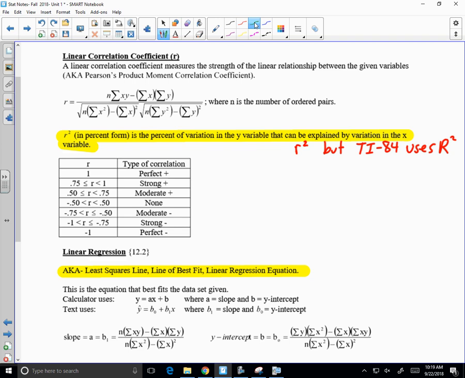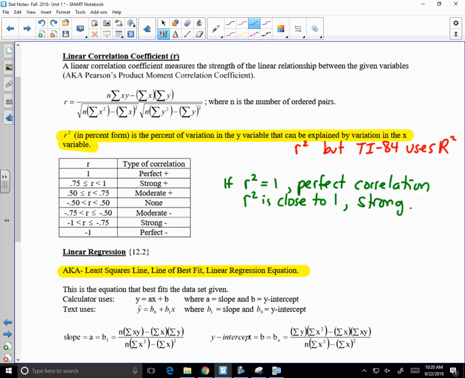The reason I say that is because if R squared is equal to 1, you're looking at a perfect correlation. If R squared is close to 1, it's strong. Those are really the two situations that you should be most interested in, because the rest is just some variation of weakness.